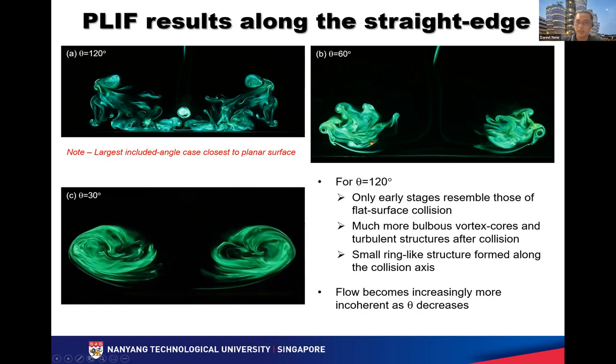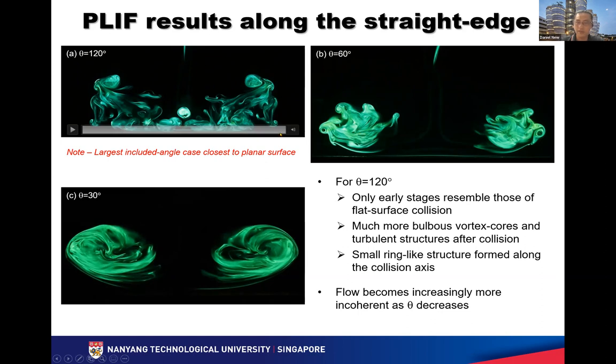What we observe is that for this 120 degrees included angle V wall, only the very early stages resemble the behavior associated with flat surface collision. The vortex core becomes a lot more bulbous. I believe it means that the vortex ring undergoes quite a bit of vortical interaction as it moves away from the visualization plane, and we do see some rather interesting small ring-like vortex structures formed along the collision axis.